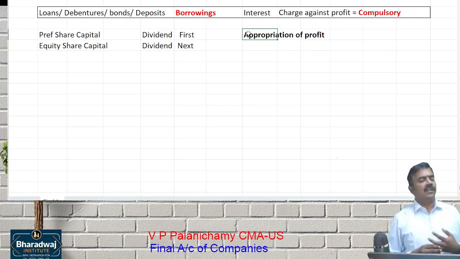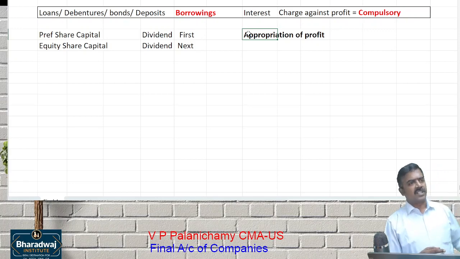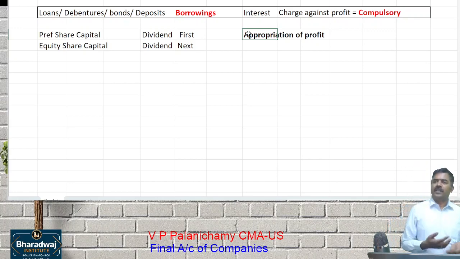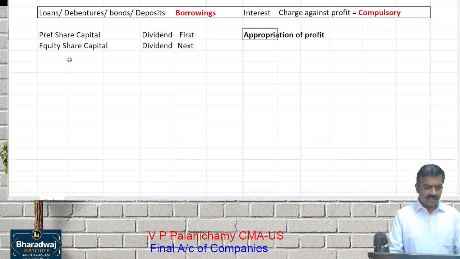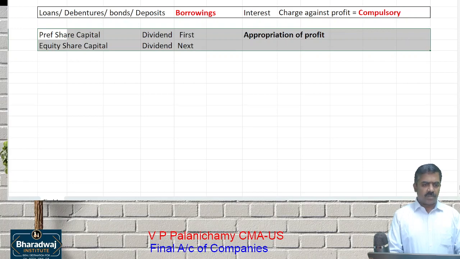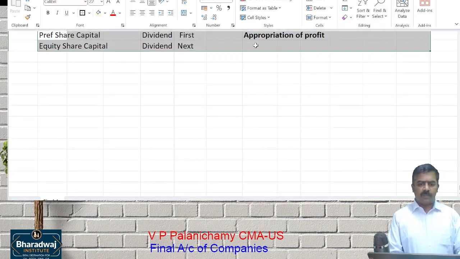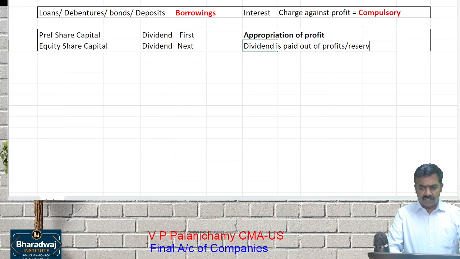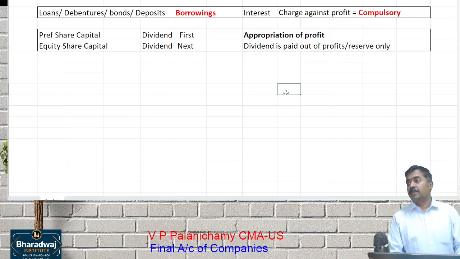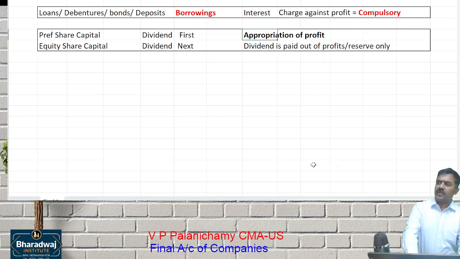You cannot pay dividend out of capital. Can you distribute share capital in the form of dividend? No. Either current year profit is there, you pay dividend out of that, or past 4 or 5 years, you've got accumulated profit, you can pay dividend out of that. But you cannot use what? Capital for payment of which one? Dividend. Okay, so this is known as appropriation of profit. If there is a profit only, it will be paid. Dividend is paid out of what? Profits or reserves only. So it's not compulsory to pay dividend. Only when there is a profit, you have to pay a dividend.